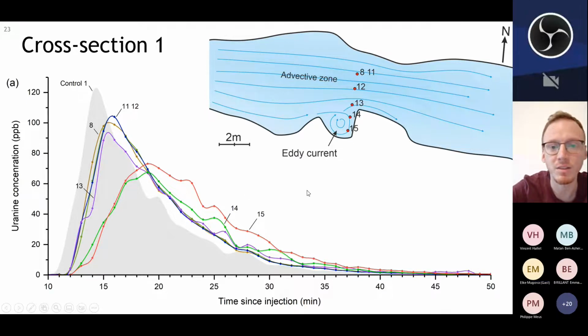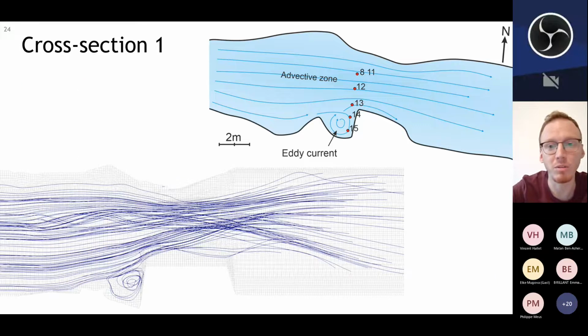So this is quite interesting because we can see that at this distance from the injection point, even the slightest hydrodynamical phenomena can have a strong impact on the breakthrough curves. And this is also visible on the model.